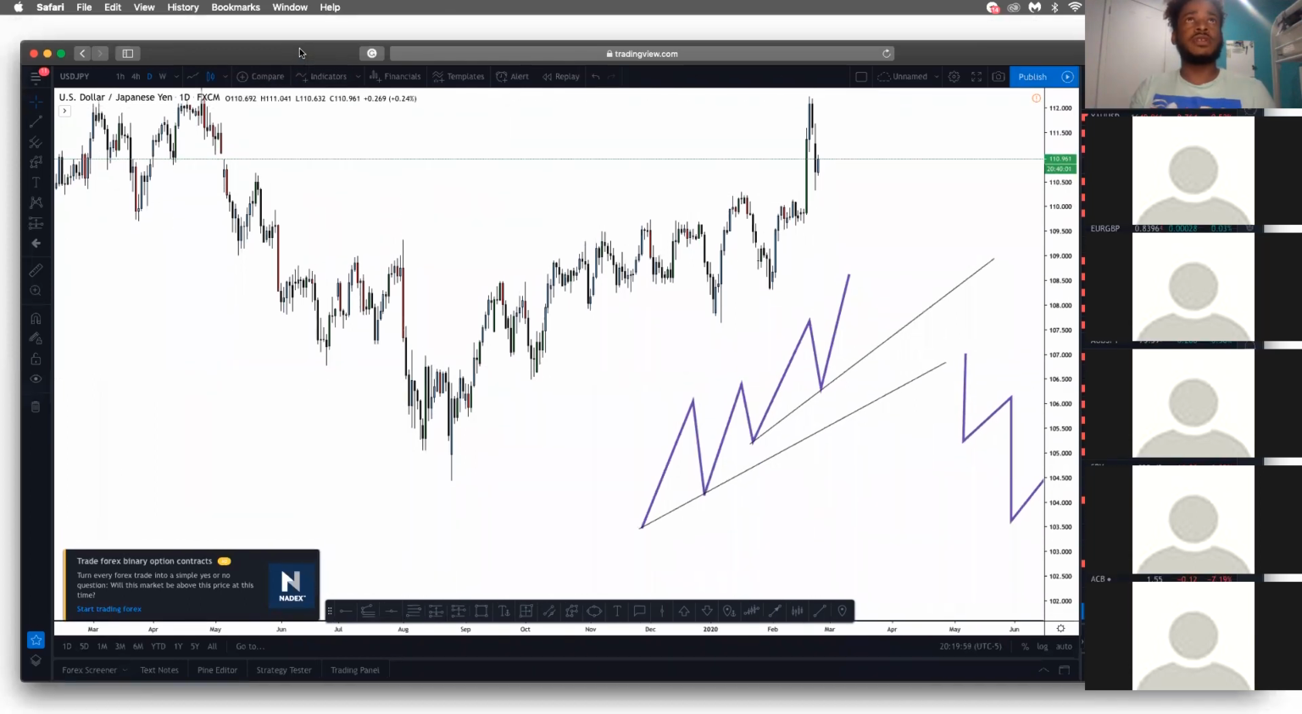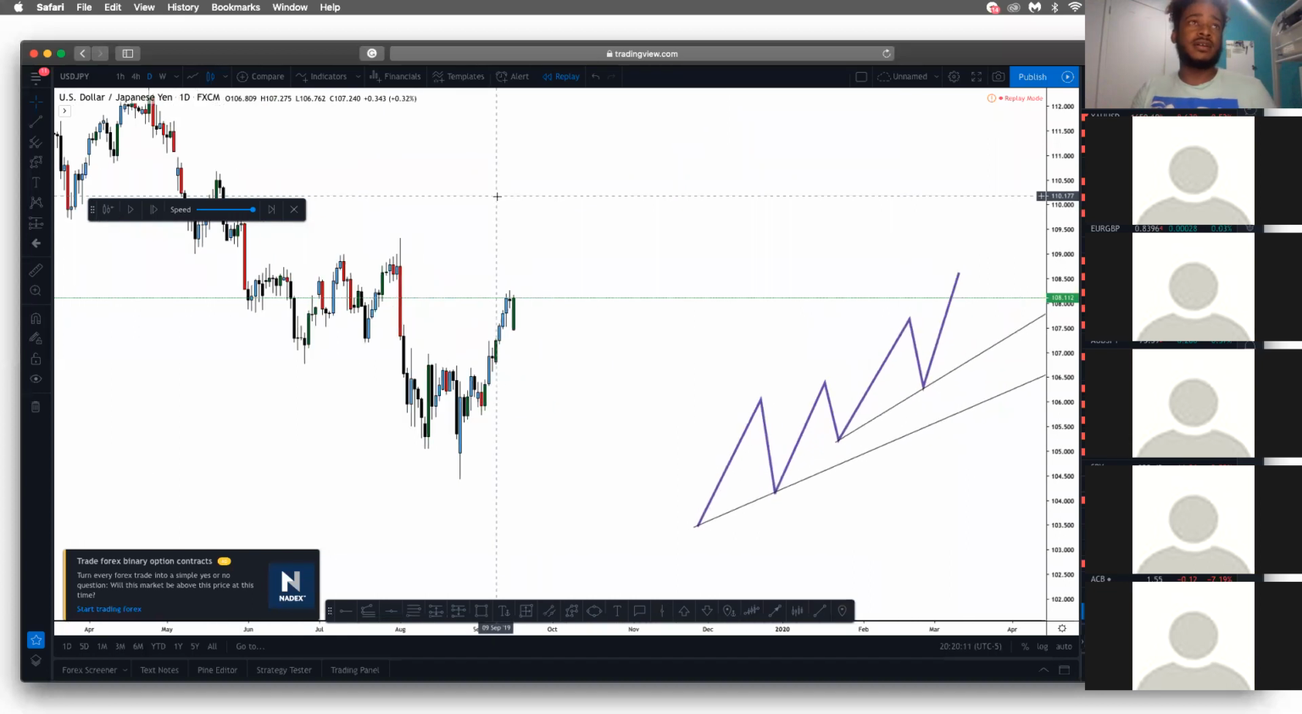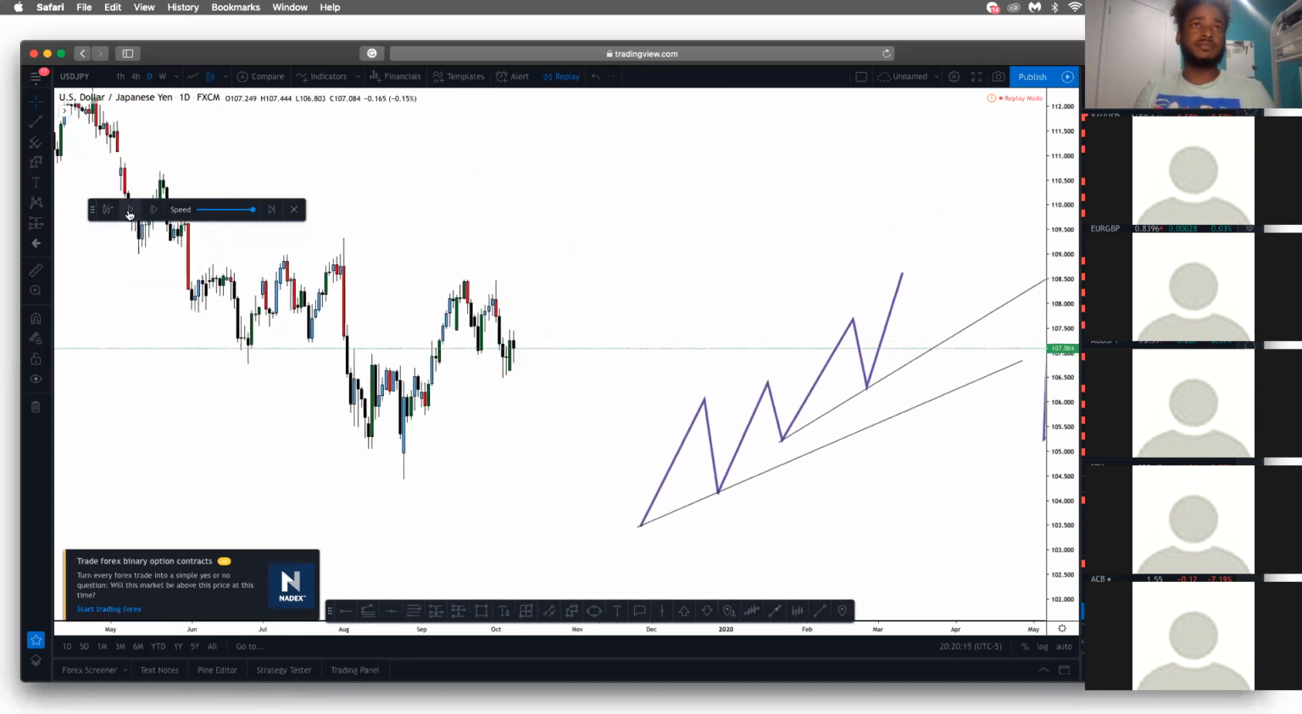Also, you could backtest, right? I used to backtest a lot when I was learning. You simply hit the replay bar, you go back in time to a certain date, whatever date you want, and then you can press play and watch the market play out, right?